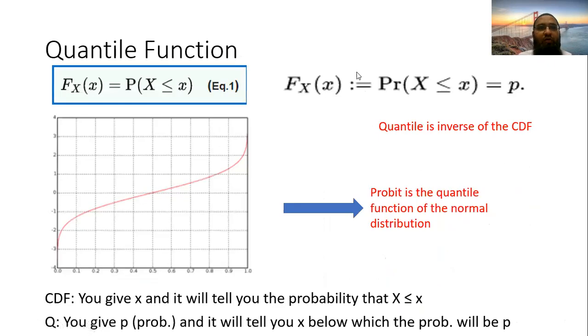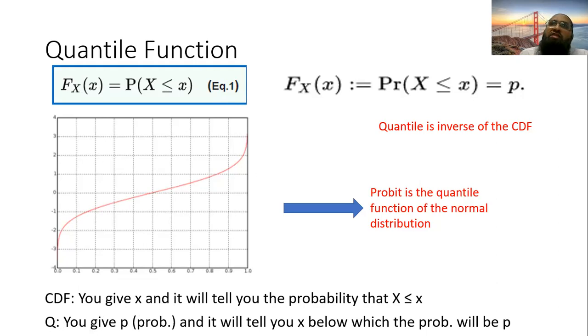So what is the quantile function? You will have to concentrate a little. The cumulative distribution function, what happens in it? You give it a value x, and it is going to tell you the probability that the random variable is going to have a value less than or equal to x. This is clear, right?